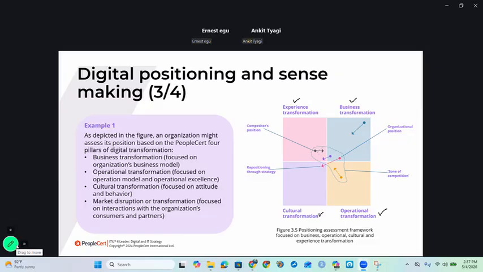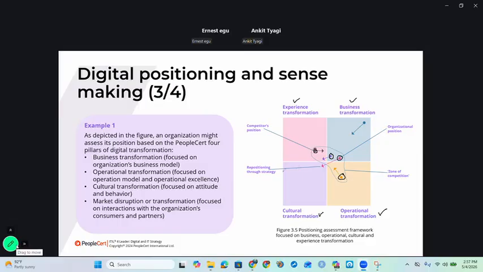Now, based on the positioning that I have here, for example, let's say this is my organization's position right now, which means I'm focused a little more towards business transformation, but I more often have a balanced approach for experience, cultural, and operational transformation as well. My competitor stands here. He's more focused towards experience transformation. Then another competitor is right here. Another competitor is right here. So the pointers or the dots, they are more towards the corner. That is where the greater affinity is. That is where the greater focus is for a particular organization.